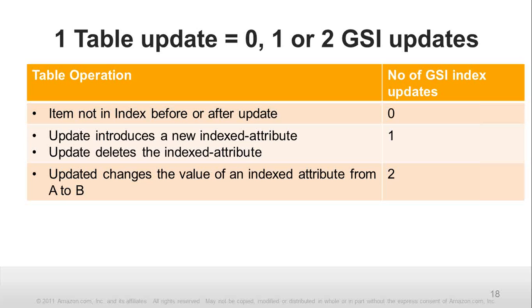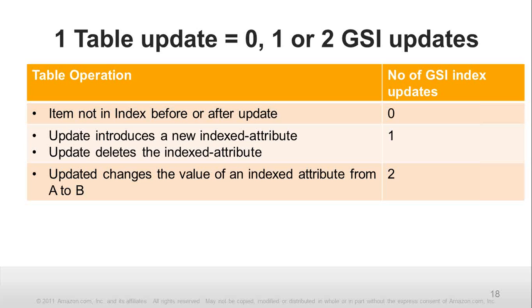And then let's take the other extreme, which is the 2 updates. Let's say you're changing an attribute from A to B, and that attribute is reflected in the global secondary index, in which case what we do is we delete what's in the global secondary index, and then also an update. So that is 2 operations. The other 2 scenarios are when the update introduces a new indexed attribute, it is a simple insert into the GSI, in which case there's only 1 update to the GSI, or if the update deletes the index attribute, again it's a single delete in the global secondary index.